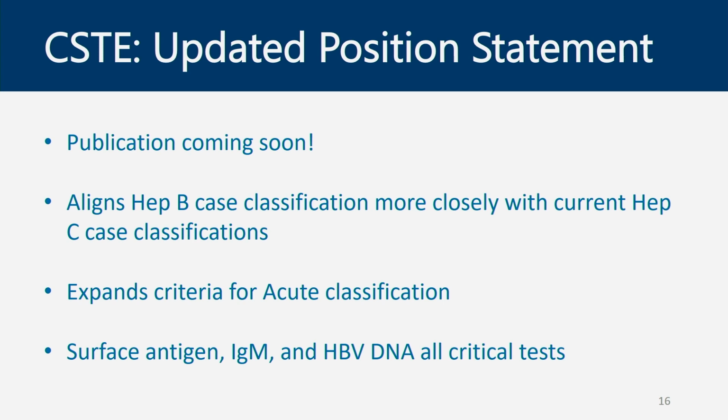Also just wanted to mention that the CSD position statement for hepatitis B, that language has been approved and is pending publication. It does align better with the hepatitis C case classification, so that will be coming out soon. It also expands the criteria for acute classification and allows for a DNA test to be confirmatory. So stay tuned for the publication of those updated guidelines.